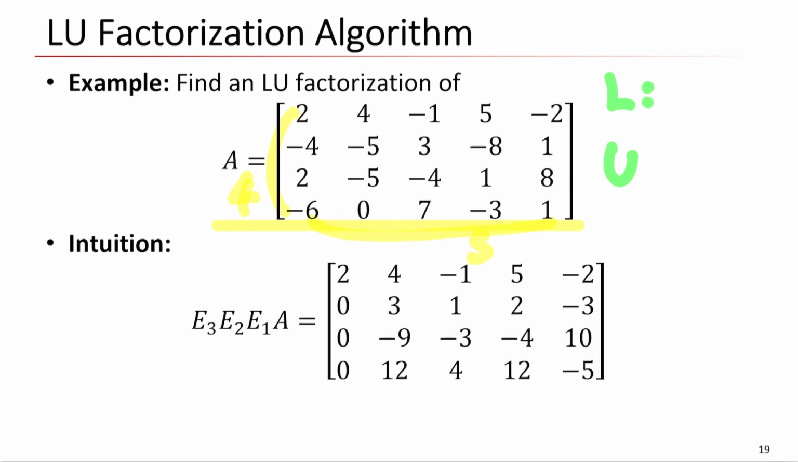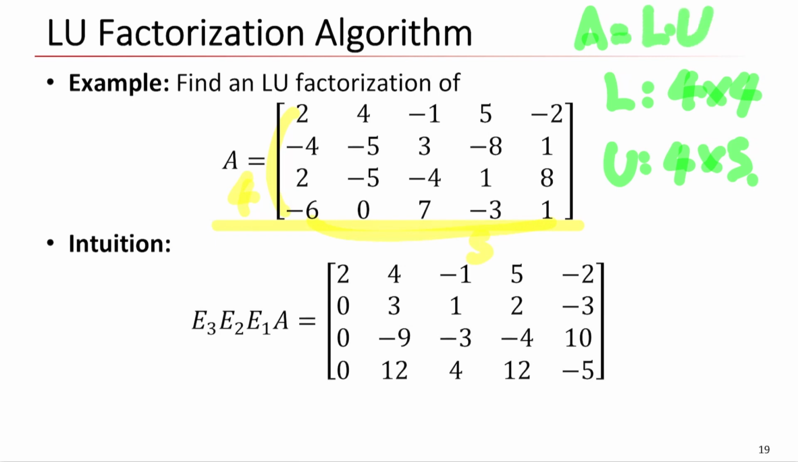4 by 4 and 4 by 5. Do you know why? Because A is L times U, right? So the size should be something like that. So first of all, we have to row reduce this matrix A to the echelon form.